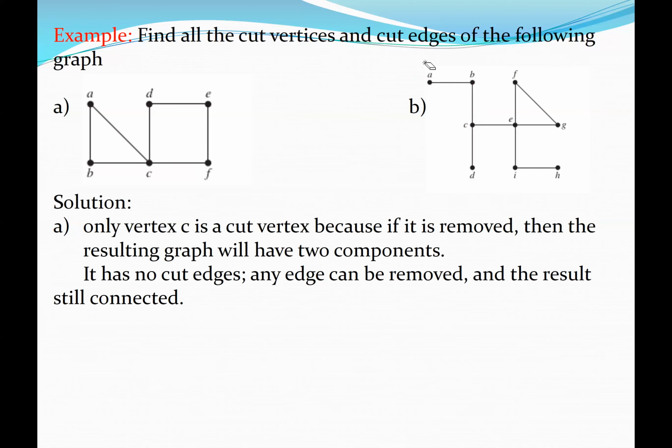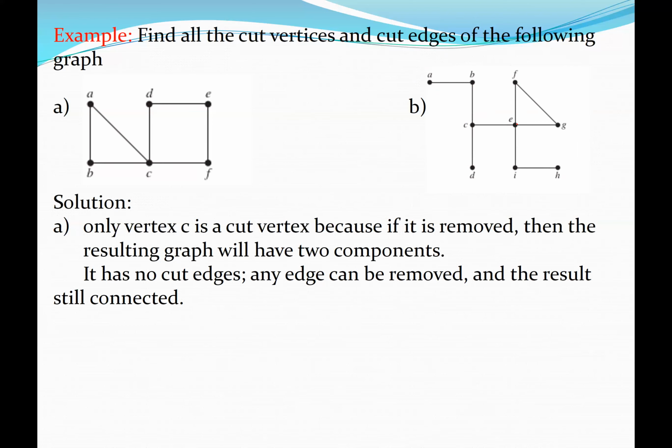Is there more? All right, if you remove vertex C, then you separate the graph into three components, right? You have A, B here, you have D here, and you have this one. Three components. So C is also a cut vertex. All right, so that's the idea of a cut vertex.